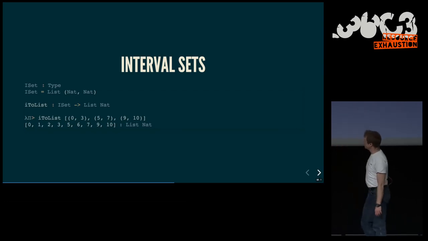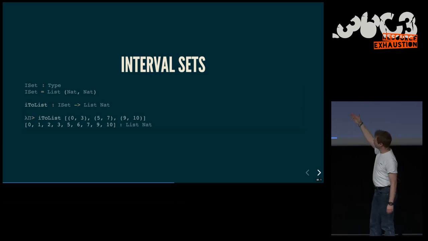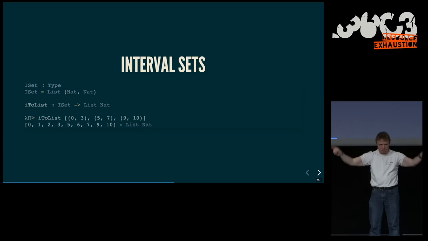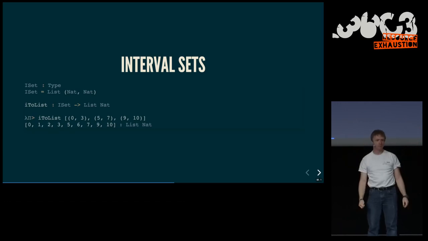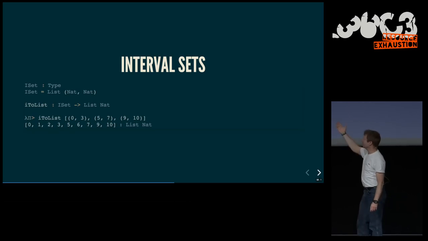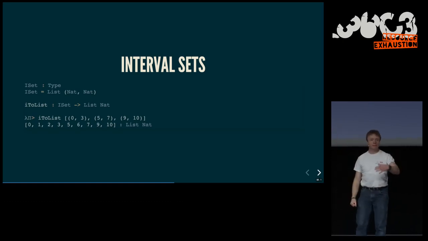So up there at the top, it has a type definition. It says iSet, interval set, is a type. And that type is defined to be just a synonym for a list of pairs of natural numbers. That's what those round parentheses with a comma in the middle mean. And just to see what that means, there's a function there. I've hidden the definition, but what's important about it is its type signature. It takes an interval set and it produces a list of all of the members of that set.